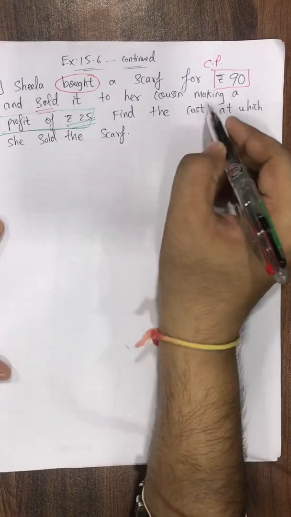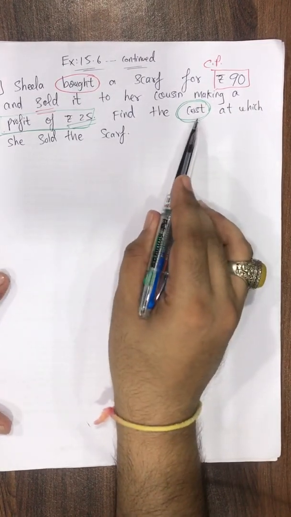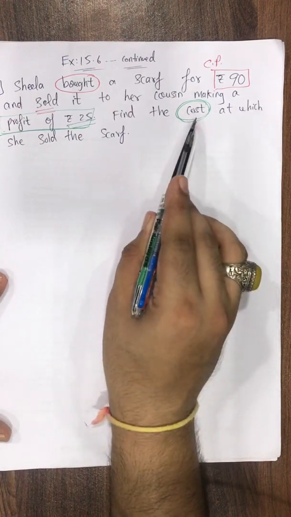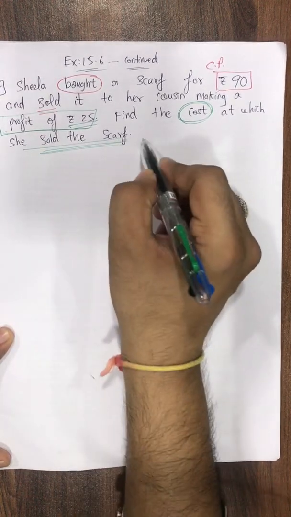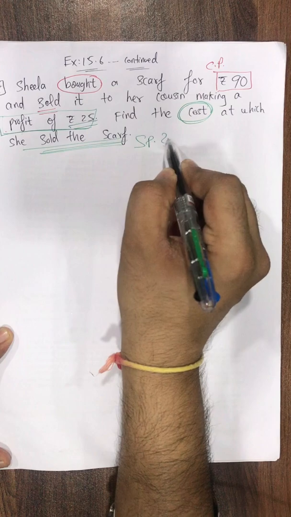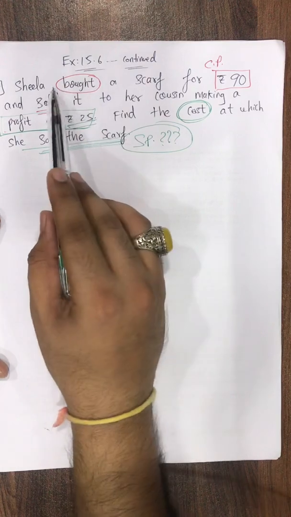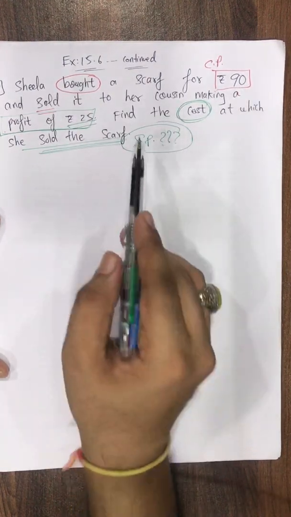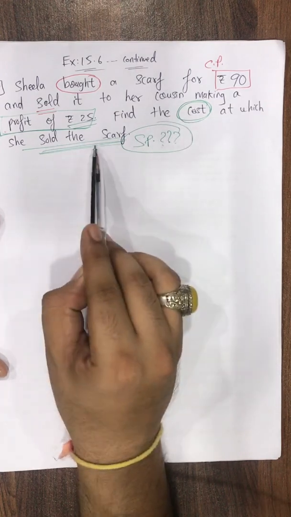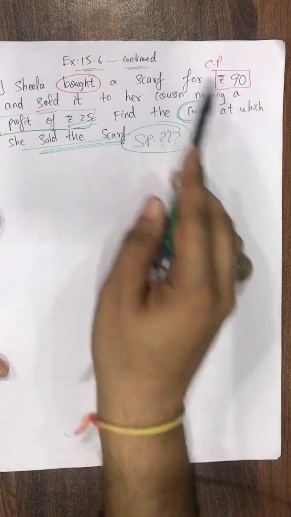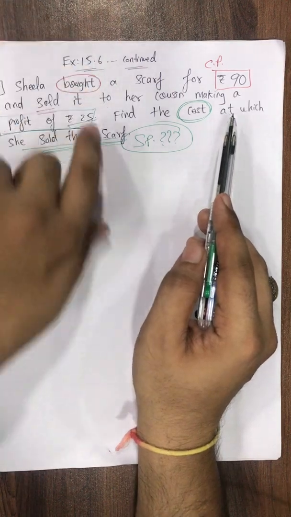Students, just to confuse you, here the word cost is given, because majority of you will say, sir, cost is given so cost price is asked. Find the cost at which she sold the scarf. That means selling price of the scarf is asked. The cost price for Sheila for the scarf is rupees 90. The selling price, what she sold to her cousin, is unknown, and it's given that in the transaction she got the profit of rupees 25.